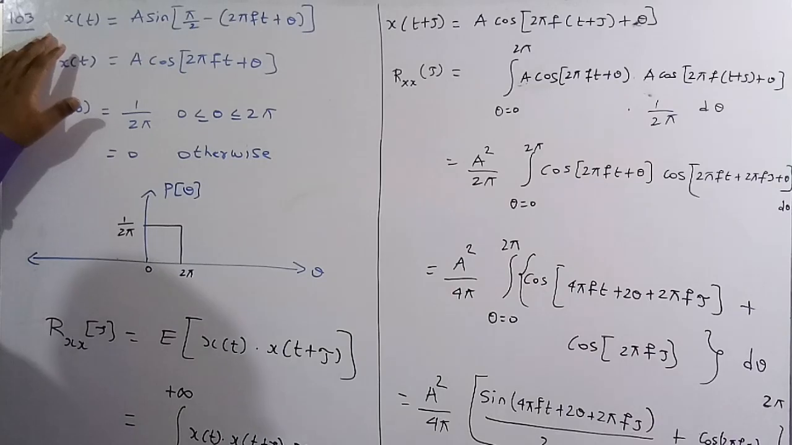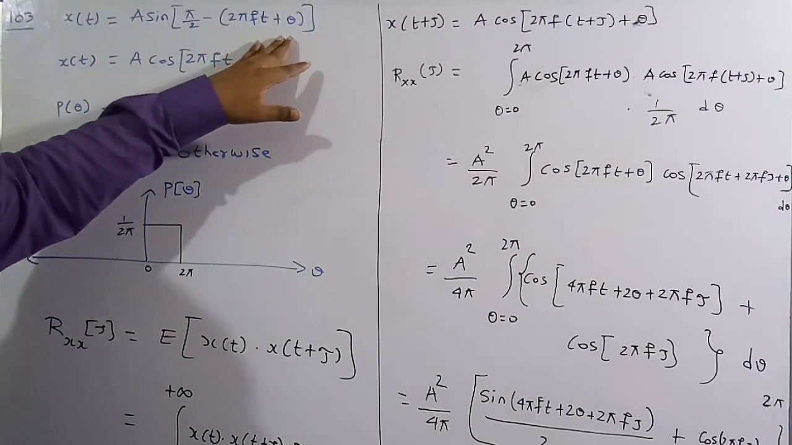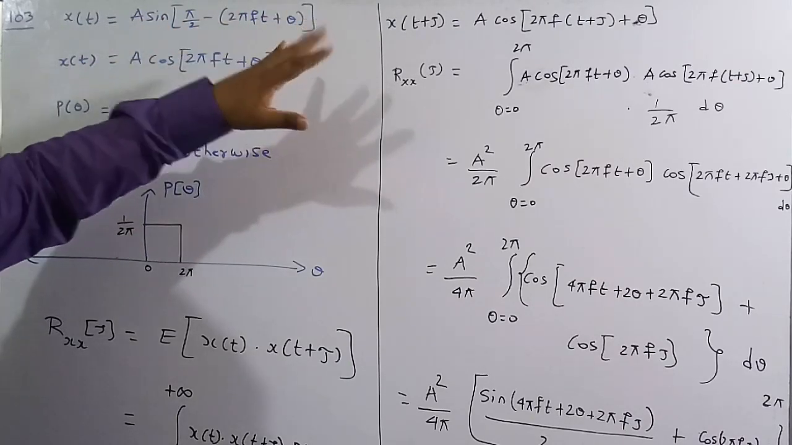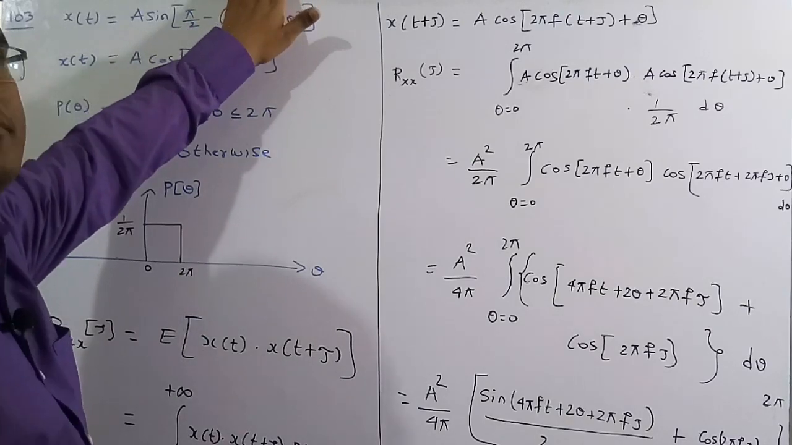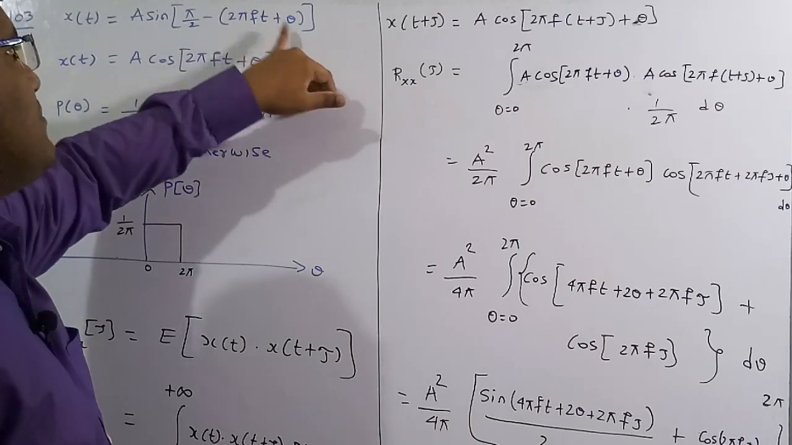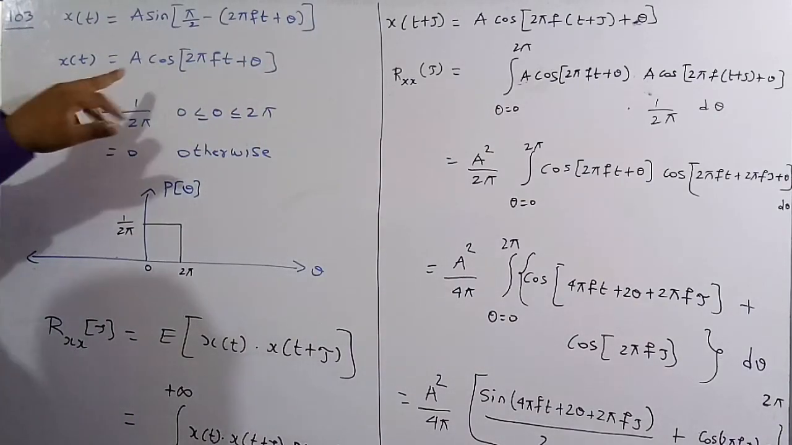In the question they have given a message signal x of t equals A sin(90 minus 2 pi f t plus theta). If you see carefully, sin(90 minus x) is again cos x. So I am assuming this is x. Sin(90 minus x) is cos x, therefore it is cos of 2 pi f t plus theta. So this x of t simplifies in this fashion to A cos(2 pi f t plus theta).